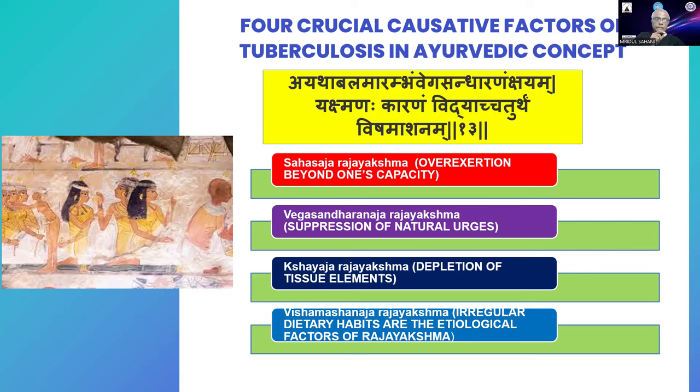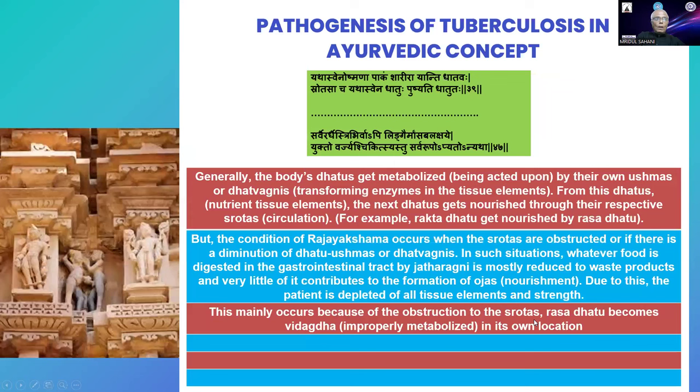Then depletion of the tissue element, and dietary habits are the etiological factors for Raj Yakshma. So these are the four causes, four reasons: over exertion, suppression of the natural urge, depletion of the tissue elements, and dietary habits, the irregular dietary habits and lifestyle.